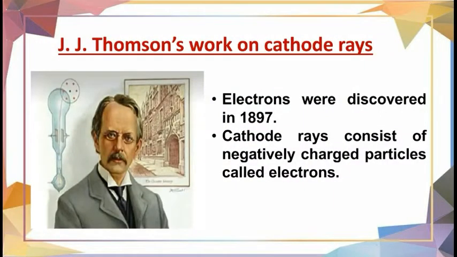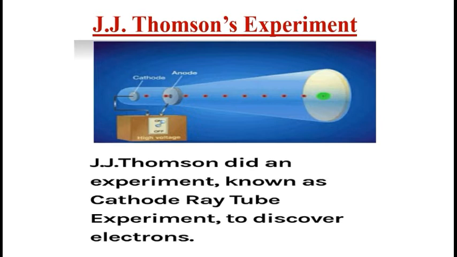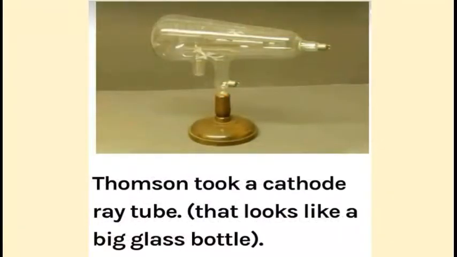Now let's see how these electrons were discovered by J.J. Thomson. Electrons were discovered by J.J. Thomson in 1897 while he was studying the properties of cathode rays. Cathode rays consist of negatively charged particles called electrons present in atoms of all elements. This was the conclusion made by J.J. Thomson from his studies. J.J. Thomson's experiment.